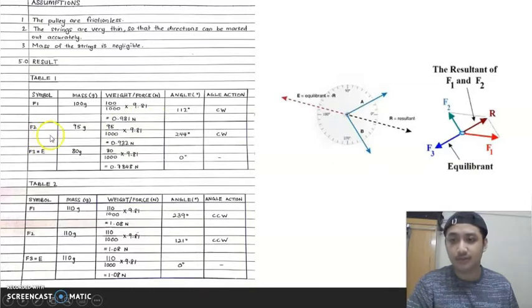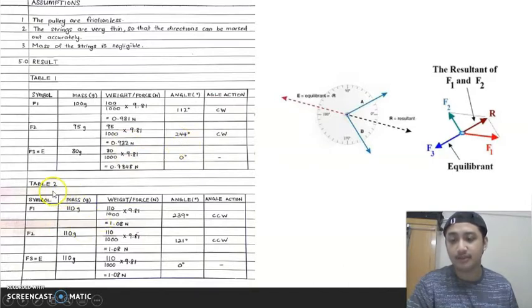It also goes for force 2, 95 over 1000 times the gravity, we got 0.932 Newton. And for force 3, 80 over 1000 times the gravity, we got 0.7848 Newton. And for the angle, force 1 is 112 degree, force 2 is 244 degree, and force 3 is 0 degree. The angle for table 1 is clockwise.